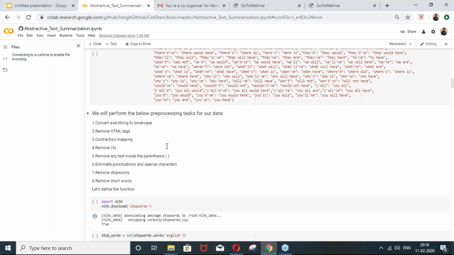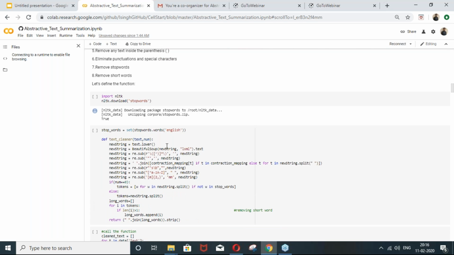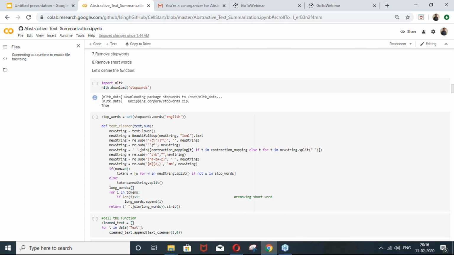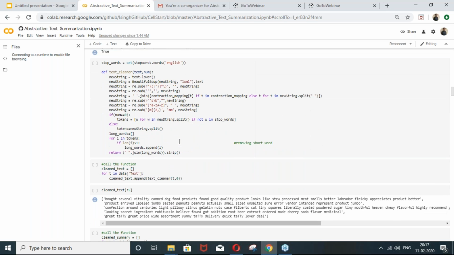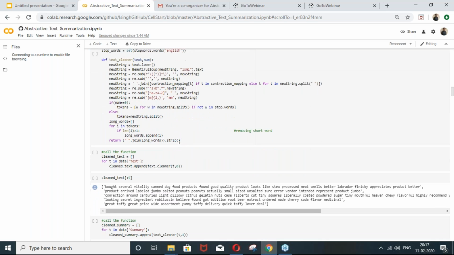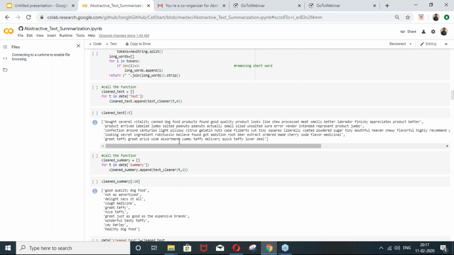The thing is that I've imported the NLTK library. I have downloaded the stop words. Whatever I have listed, I am removing it. You can see that using re.sub, we will remove everything I mentioned, the HTML tags, and convert everything to lowercase. This all is happening over here. After that cleaning of data, now I'll try to print some reviews.